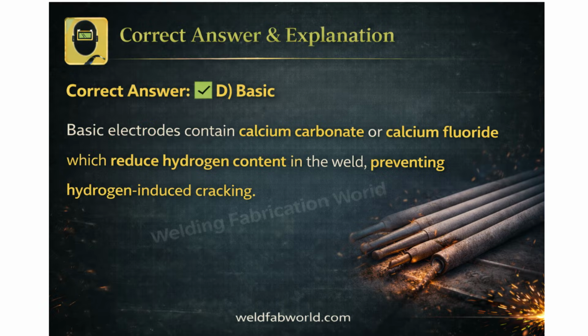Answer D. Basic electrodes contain calcium carbonate or calcium fluoride which reduce hydrogen content in the weld, preventing hydrogen-induced cracking.